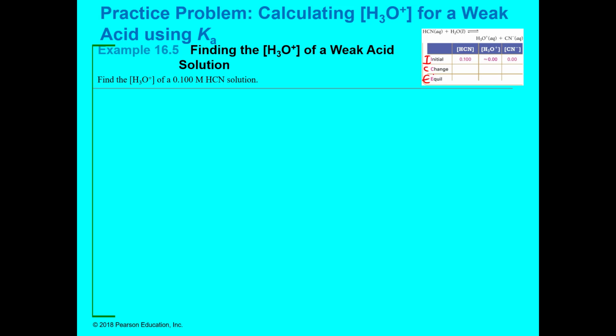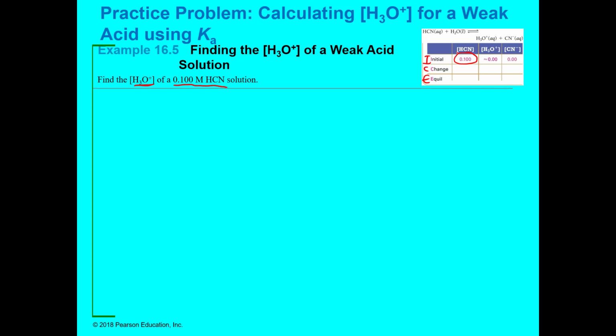So in our ICE table, we have HCN aqueous going to H3O plus and CN minus. What we're finding is the H3O plus of the solution, and we have a 0.1 molar HCN. That tells us that we have 0.1 molar HCN to start with. At the beginning of the reaction, you remember from equilibrium that we have nothing of the products yet because we haven't started. So we have 0.1 and then 0 and then 0.